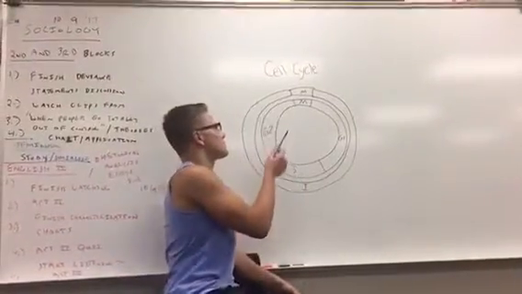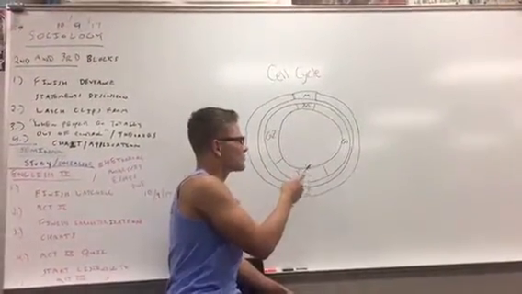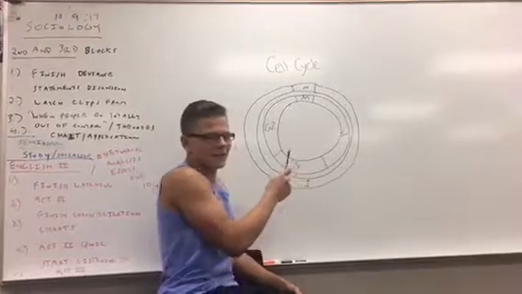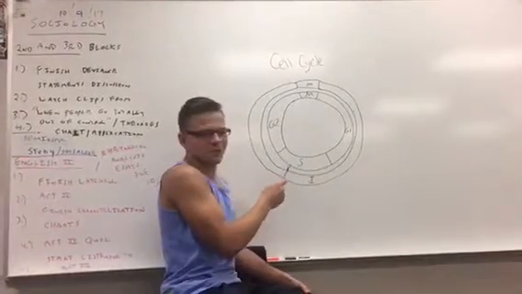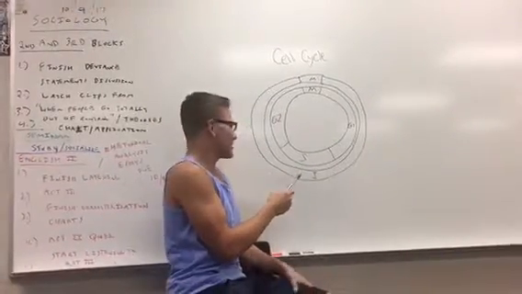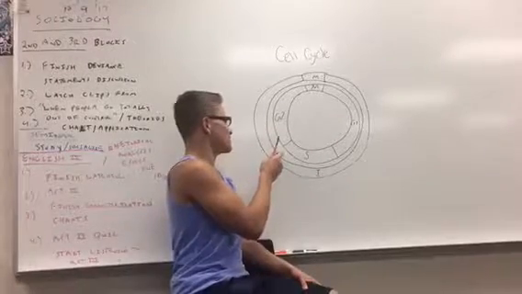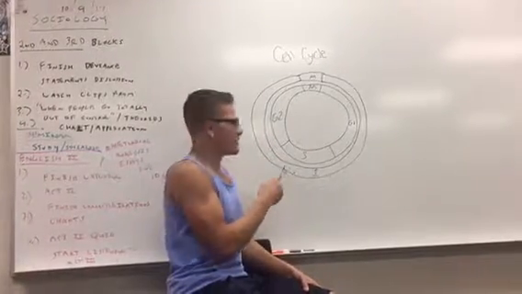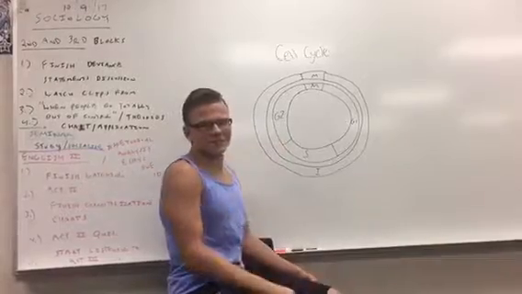Right here we have the cell cycle. First we start with G1, which is the growing phase, and then we get into the S phase where it stops the growth, and then it copies the DNA, and then we get into the G2 phase where it continues to grow, and then we get into mitosis.